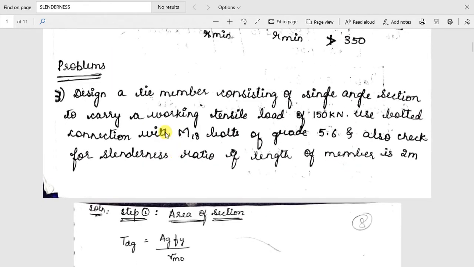The first problem: design a tie member consisting of a single angle section to carry a working tensile load of 150 kN, that means it is not a factored load, you have to factor it, using bolted connection with M18 bolts of grade 5.6, and also check for slenderness ratio if the length of the member is 2 meters.